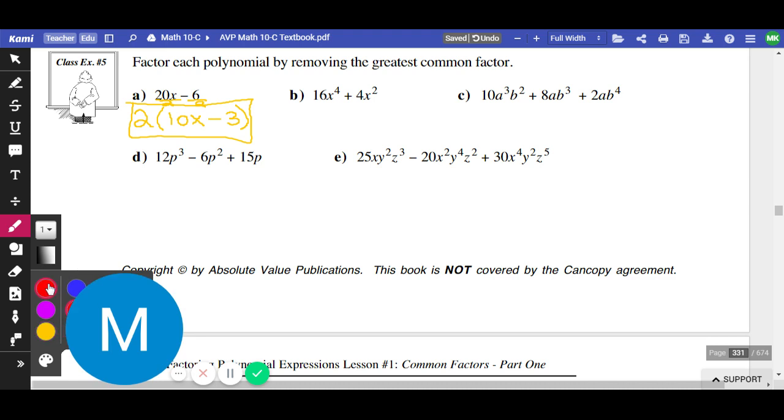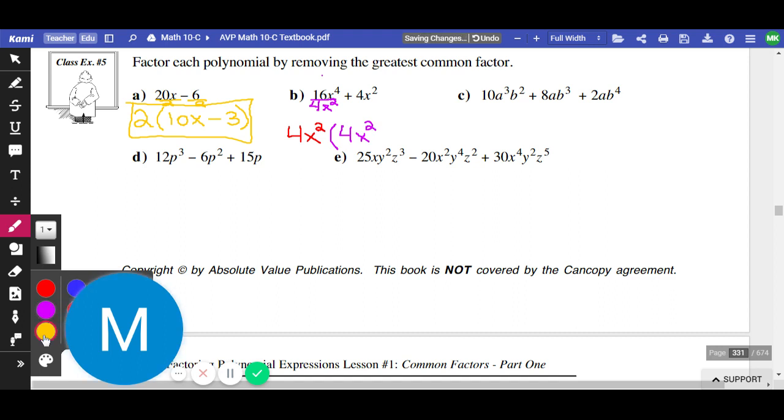For B, we're going to do the same thing. We're going to look at this. The biggest number that could divide into 16 and into 4 would be 4. The most number of x's that would divide into each of these would be x squared. It's always the lowest exponent. Your leftover is what happens when you divide these by 4x squared. So if we divide by 4x squared, 16 divided by 4 is 4. X to the 4 divided by x squared is x squared.